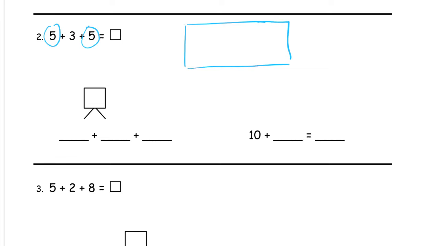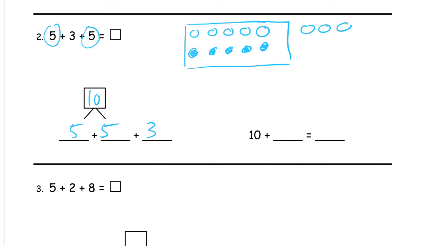picture. 1, 2, 3, 4, 5. That's the first 5. 1, 2, 3, 4, 5. That's the second 5. And then 3. 1, 2, 3. That's the 3. So in our number sentence here, it's the 5 and the 5 that go together to make that 10. And then we add the 3 after we make the 10.